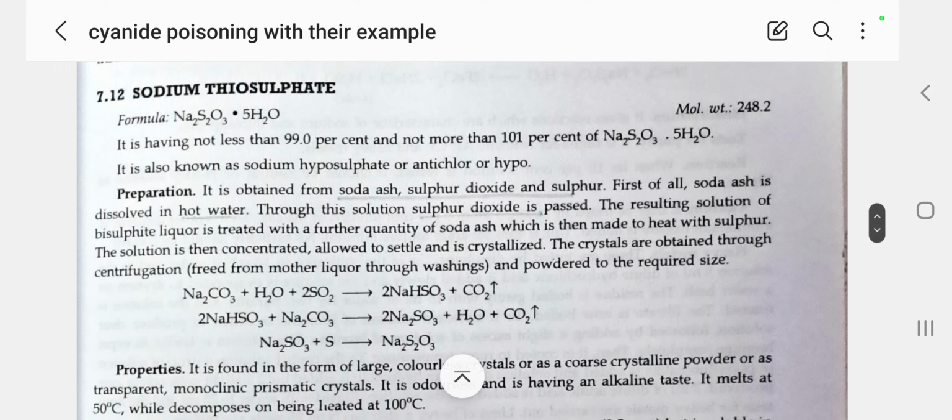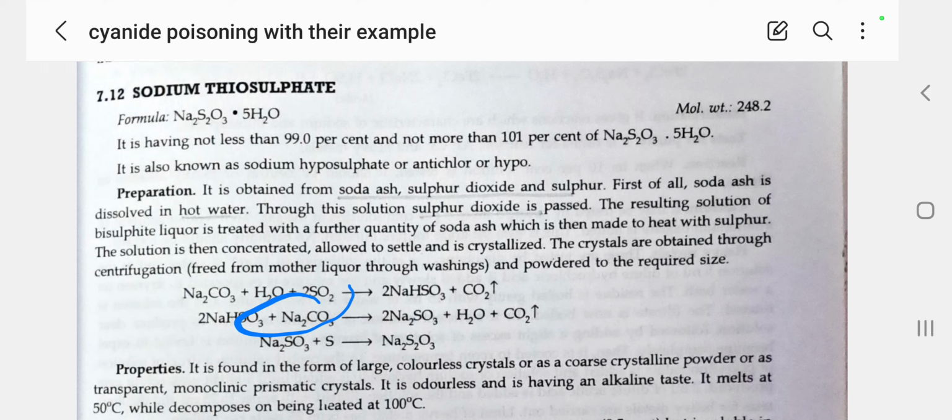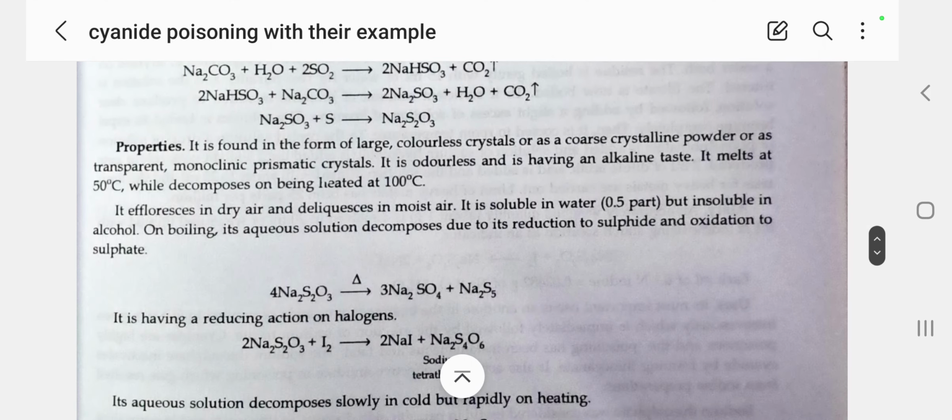This bisulfate is treated again with soda ash, so sodium sulfate is formed. This sodium sulfate, on treatment with sulfur, forms sodium thiosulphate. Next we'll see about the properties.